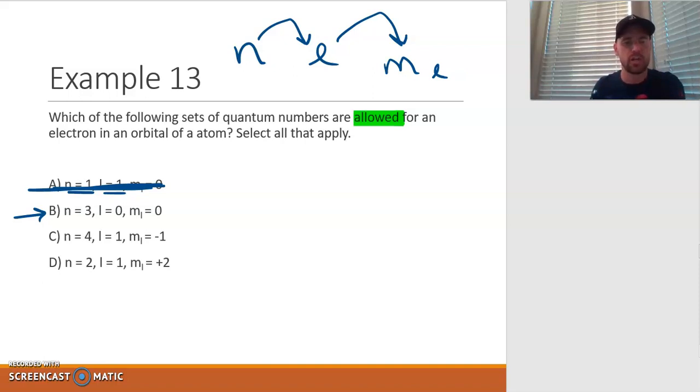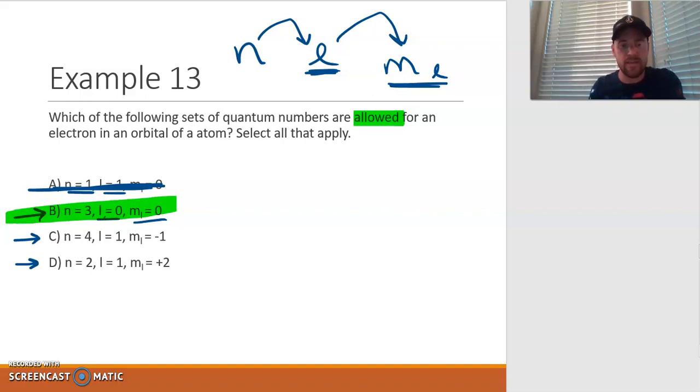If n equals 4, could L equal 1? Absolutely. Because if n equals 4, the maximum value for L is 3. So that's a contender. And then if n equals 2, can L equal 1? Yes. And so far, we have B, C, and D that are contenders. Now I have to look at the L value, and based on that, is the m sub L value provided allowed? So let's go back to B, since I've already figured out A is not possible. If L equals 0, can m sub L equal 0? Yes. In fact, that's the only value m sub L could be. So B is allowed.